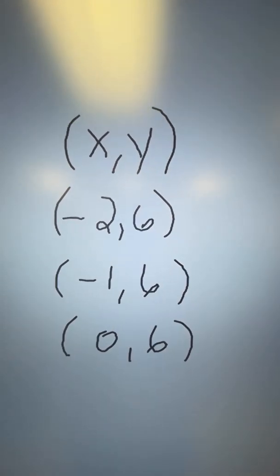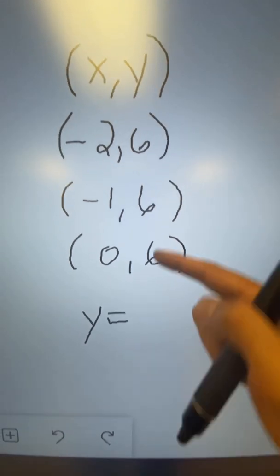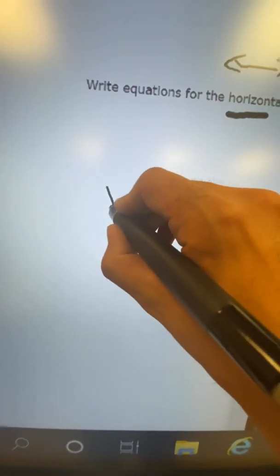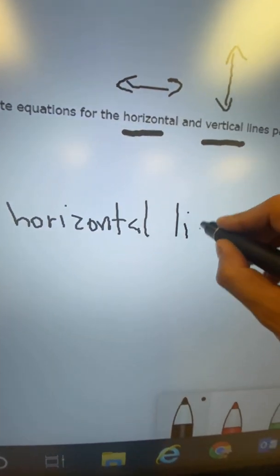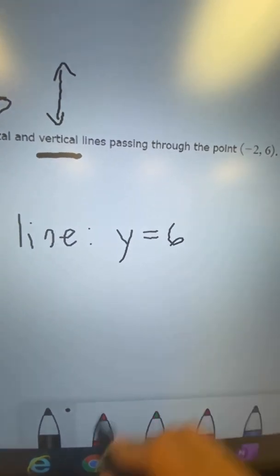So for my equation of a horizontal line, I'm just going to write down the number they have in common, which is the Y. So Y is equal to 6. And this is actually the equation of the line. So for the horizontal line, my equation is Y equals 6.